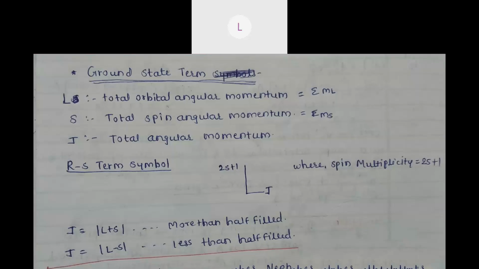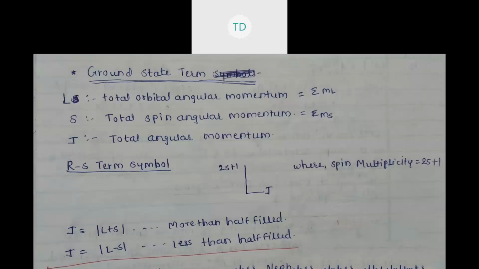Then J is nothing but the total angular momentum. All these L, S, and J, we are going to write in the RS term symbol. This term symbol is nothing but the Russell-Saunders term symbol, which can be written as shown in this figure. Here 2S plus 1 is the spin multiplicity, and J is written at the bottom.